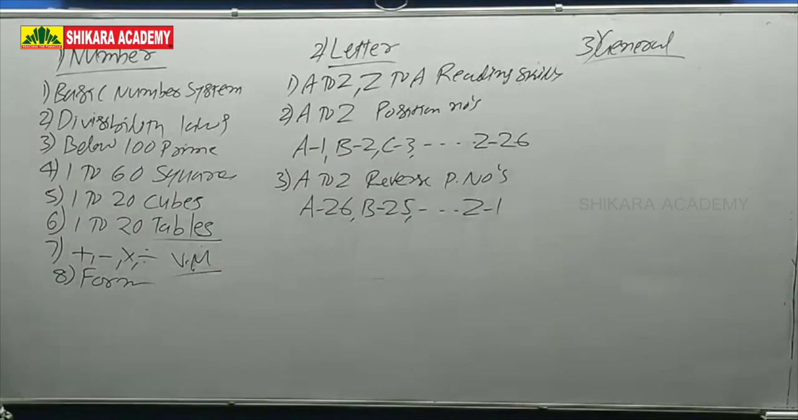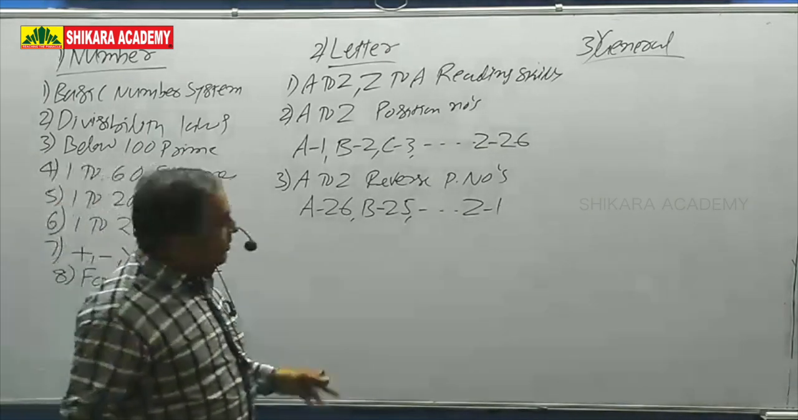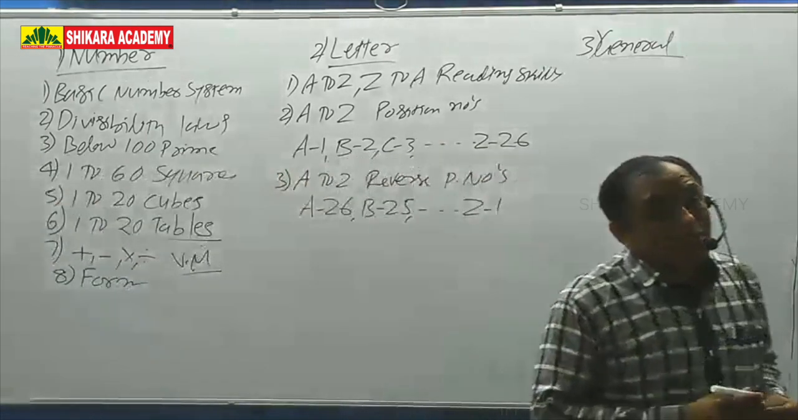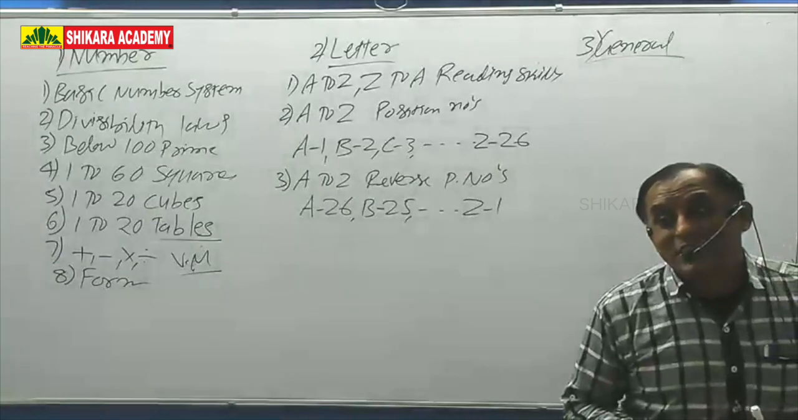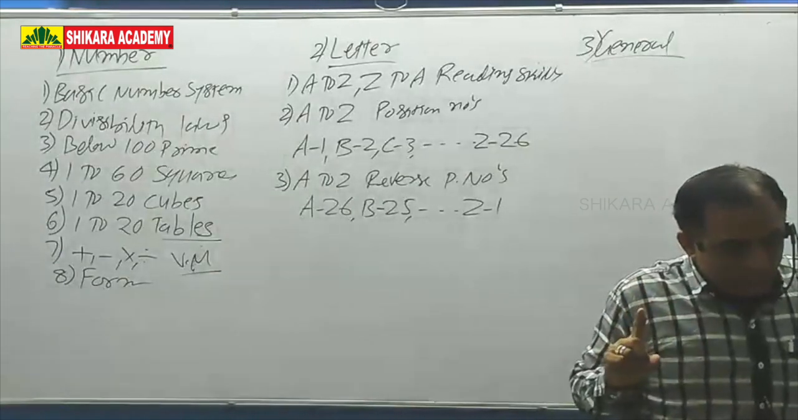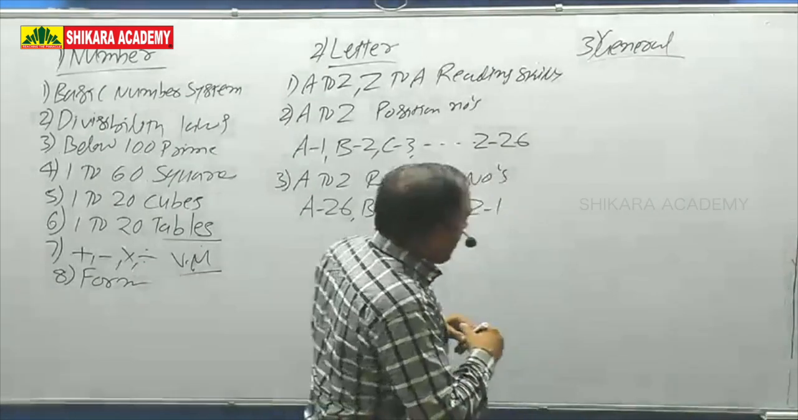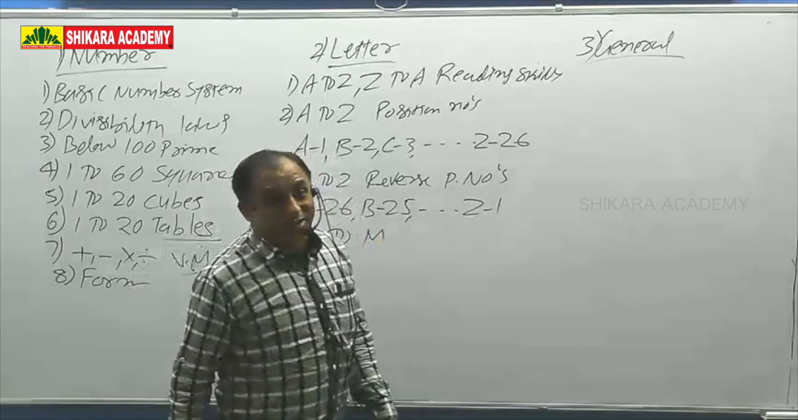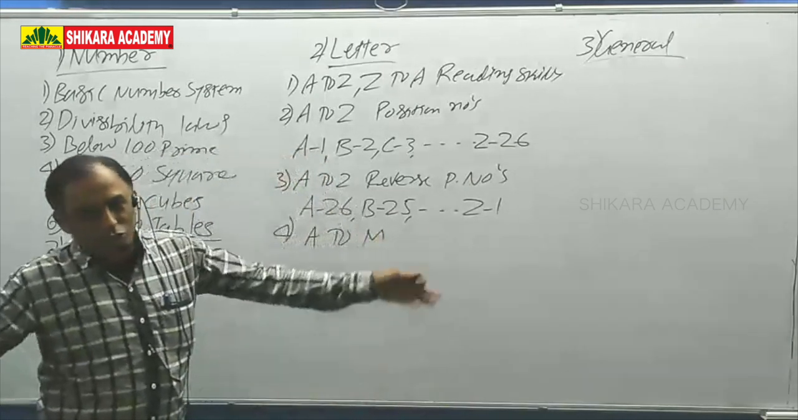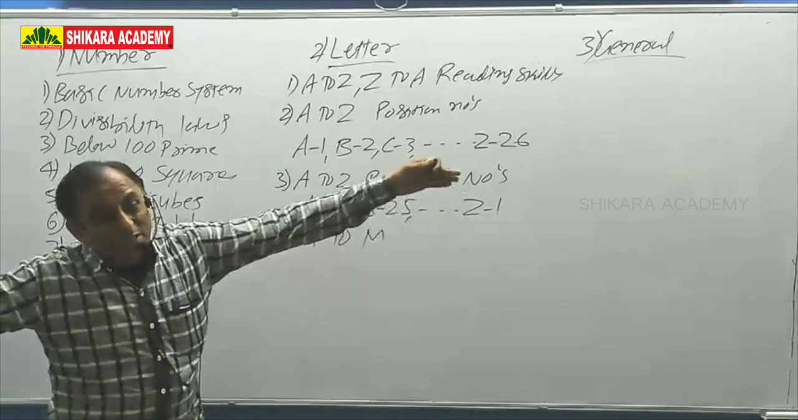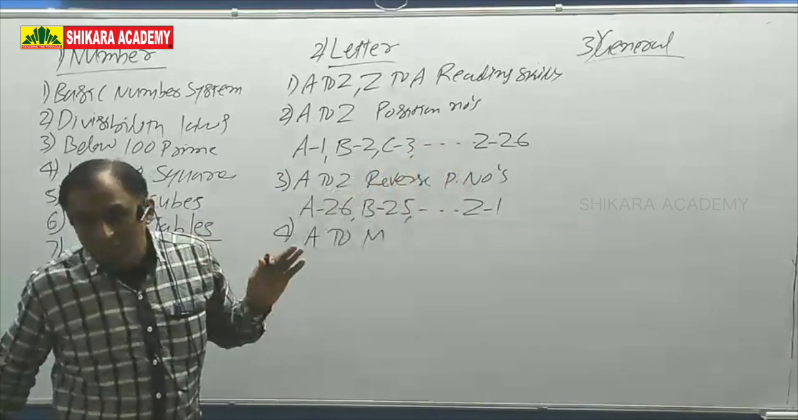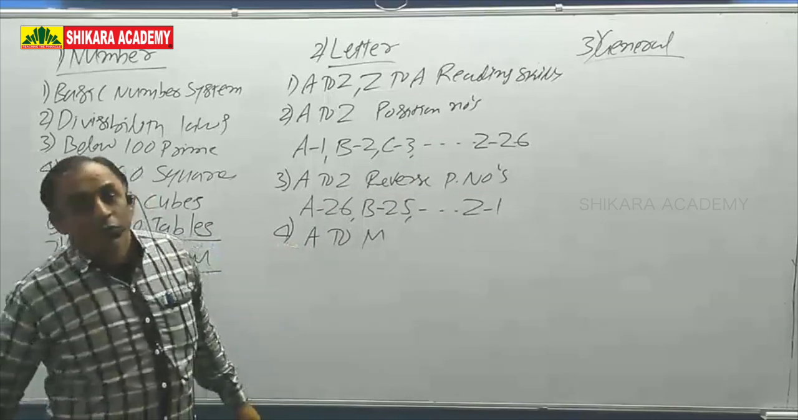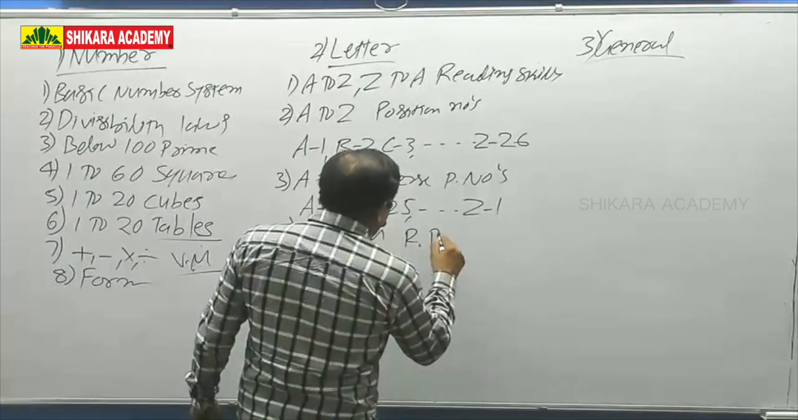Within 20 seconds, only 20 seconds. 20 seconds means just count the numbers from 1 to 20. Within 20 seconds, easily you can learn the reverse position numbers from A to Z. One wonderful technique is there; I will discuss it. Now the next one, fourth point is A to M. Up to Z is not necessary because in English total 26 letters are there. 26 means 13 pages. M is the 13th letter. A to M alphabets reverse position letters.